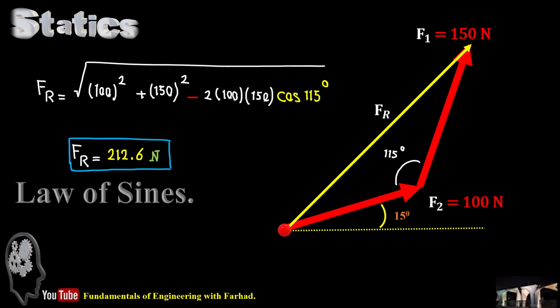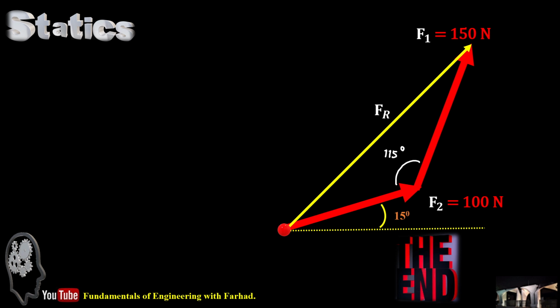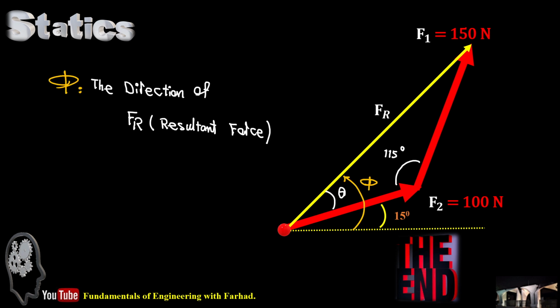And law of sine says 150, which is this one, over sine of theta is equal to Fr over sine of 115. The only unknown here is theta, so it gives us theta is equal to 39.8 in terms of degrees. As soon as we have that, we can calculate phi, which is the direction. The angle phi is the direction of Fr, the resultant force, measured from the horizontal axis or x-axis.